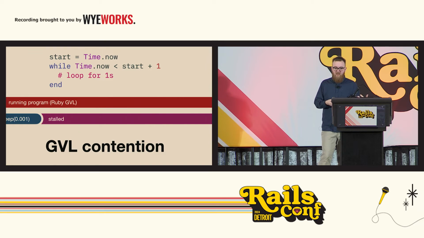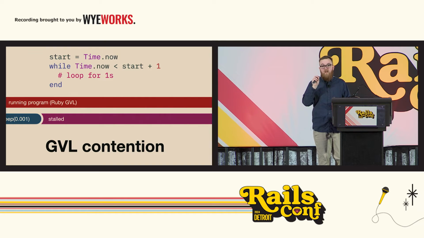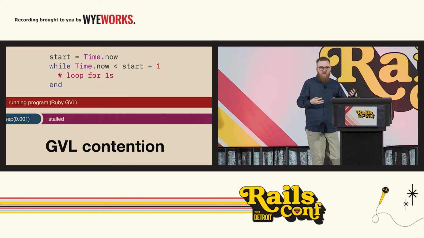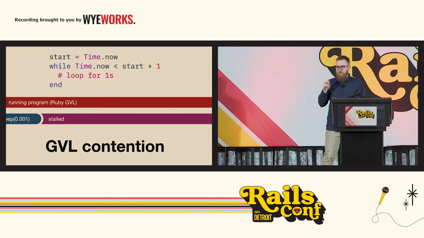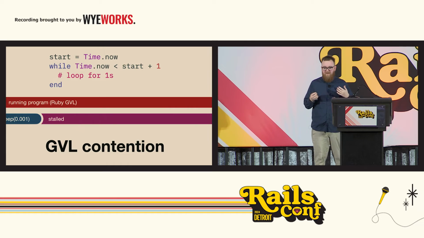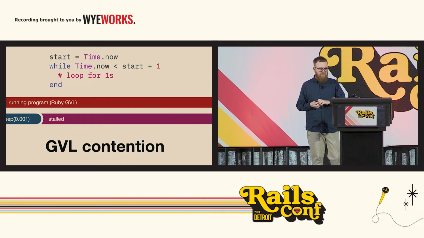Ruby has a global lock, the global VM lock, which only allows one thread to run at a time. Or, sorry, it only allows one thread to execute Ruby code at a time. That might sound worse than it is. We can still do I/O in parallel. We can still do some C functions in parallel. It's just Ruby execution, which can be a problem.